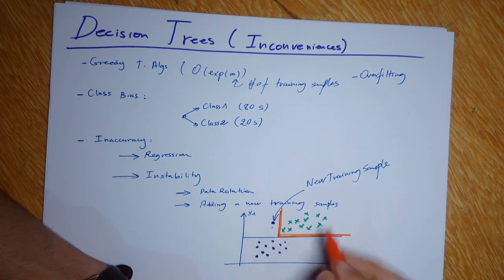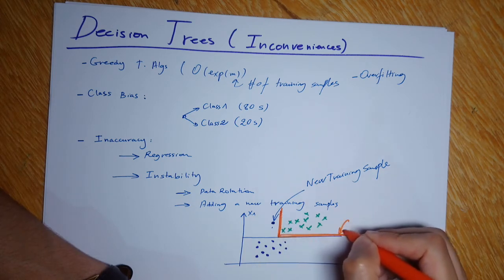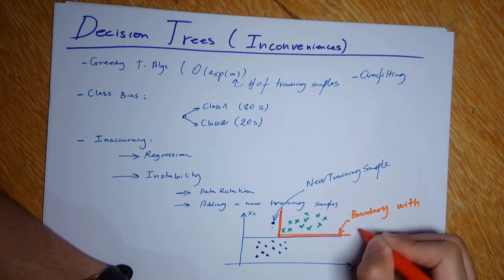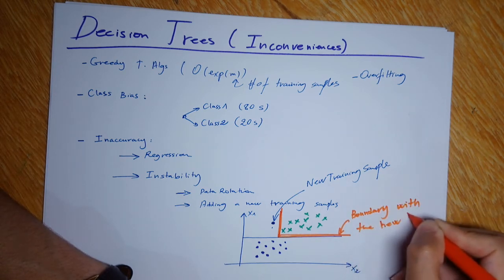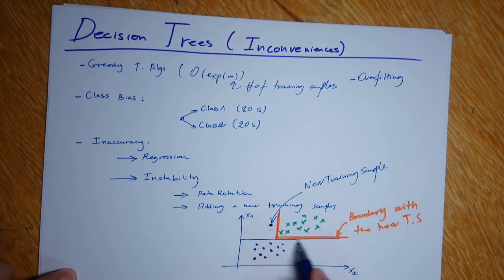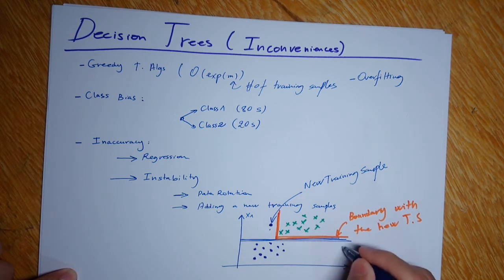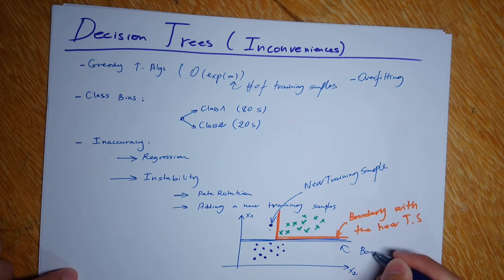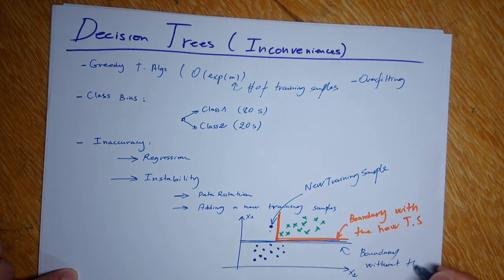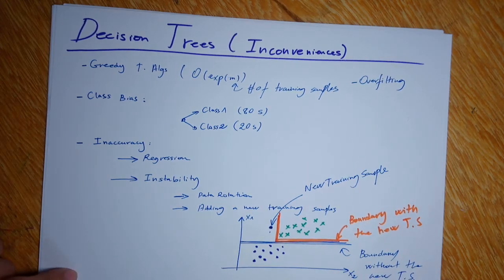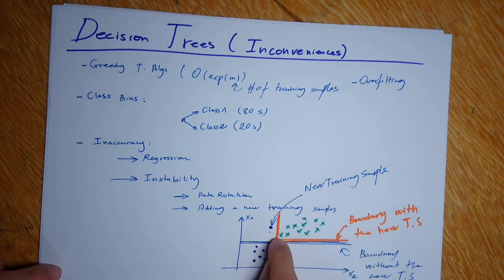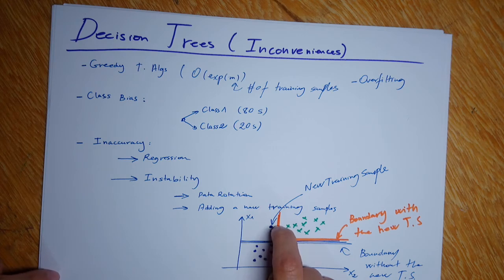So this is the boundary with the new training sample, and this is the boundary without the new training sample. And of course you can notice that the boundary is completely different. The second model gives me a different classification.